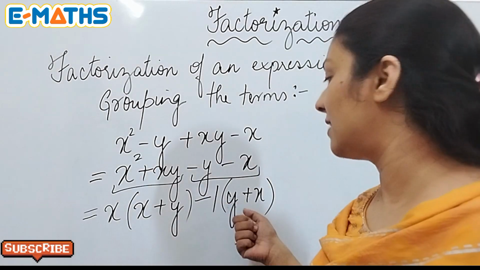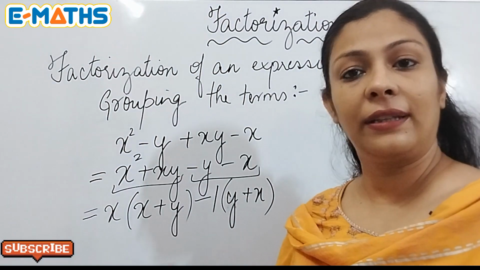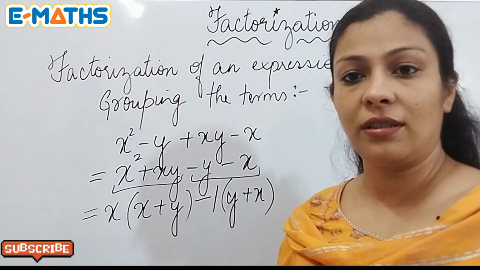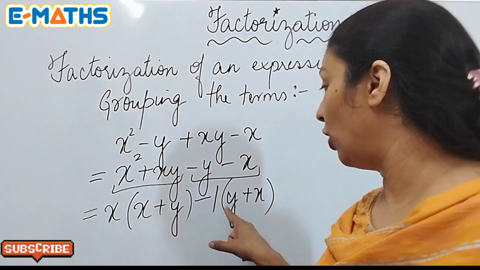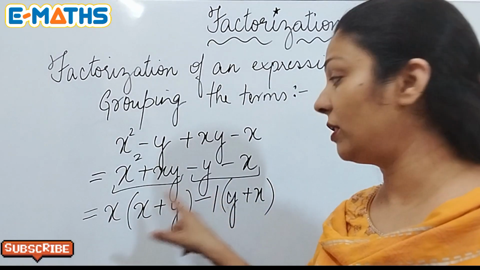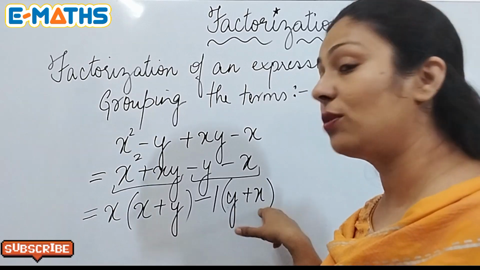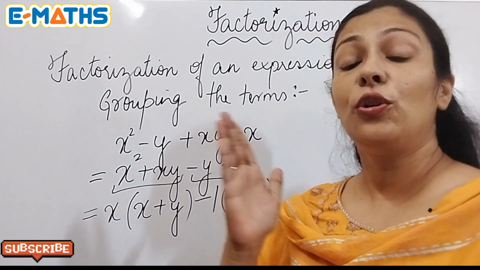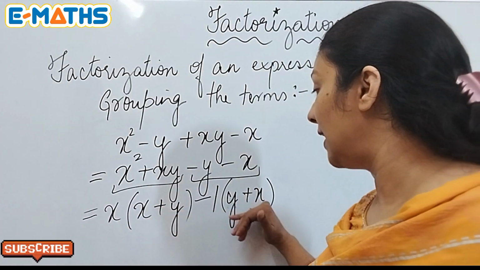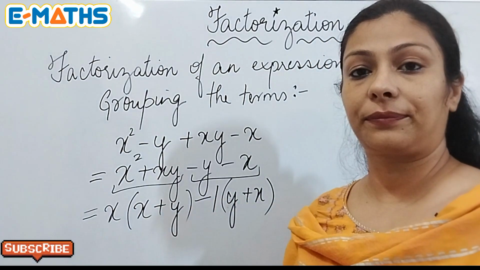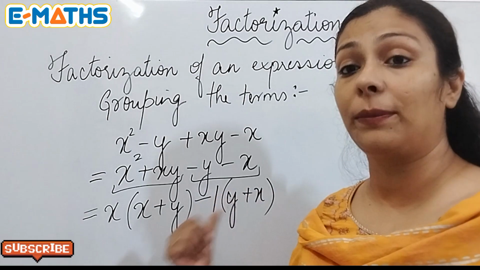This is x plus y, this is y plus x. In addition, the places can be changed. Whether you do 2 plus 1 or 1 plus 2, it will be the same. But it cannot be a minus y plus x, because here both the terms are positive, so here also both the terms have to be positive. So you have to do the grouping in such a way that you are left with the same identical brackets.